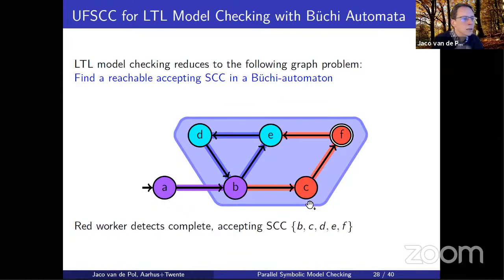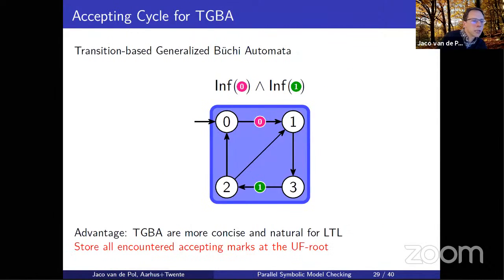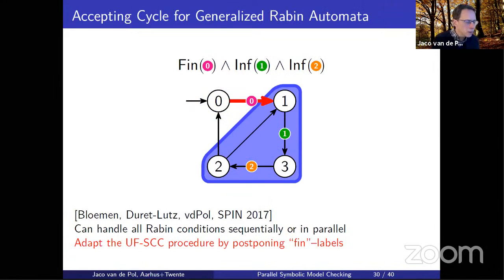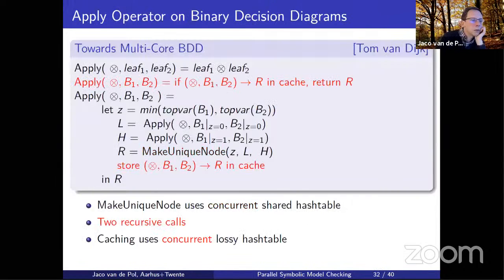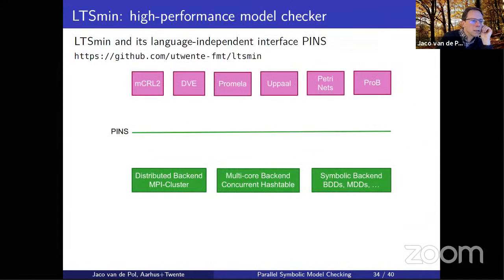So this is a nice example, I think, where we have some speedup within one SCC. But this is the direct path from SCCs to LTL model checking. I will skip this part about TGBAs, and I will skip the part about parallel model checking. Let me just say that we have implemented all this in LTSmin, which is a model checker that handles many input languages.